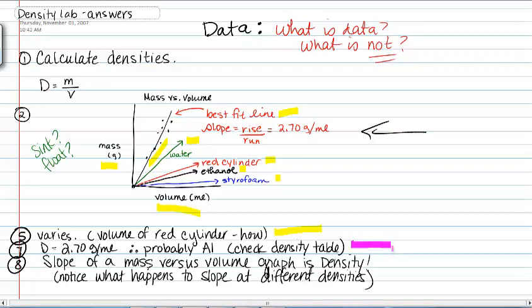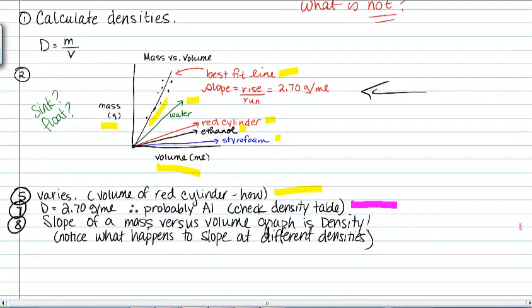All right, moving on. Density here: 2.70 grams per milliliter. I think almost everyone determined it was aluminum. There's a table in your book. You can consult the density. But most of your calculations turned out to be pretty close to that.